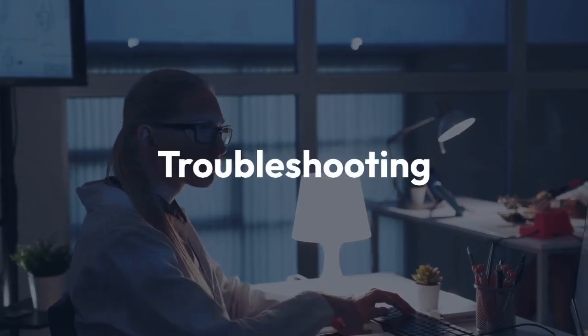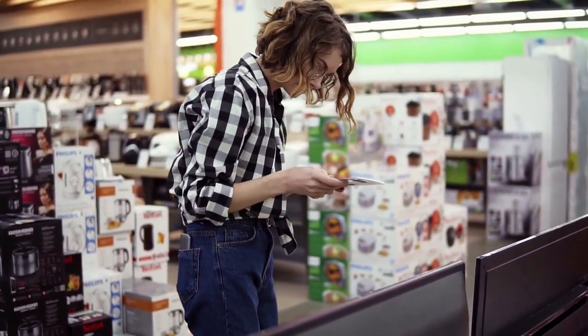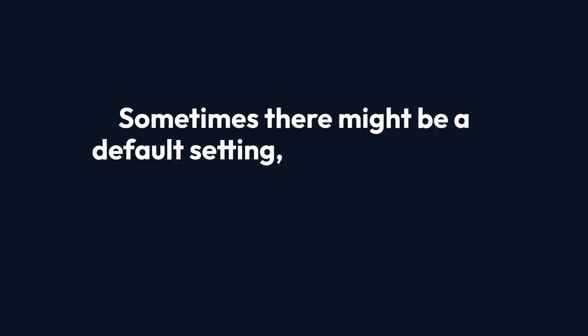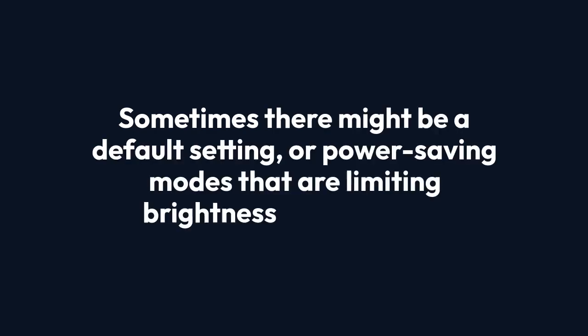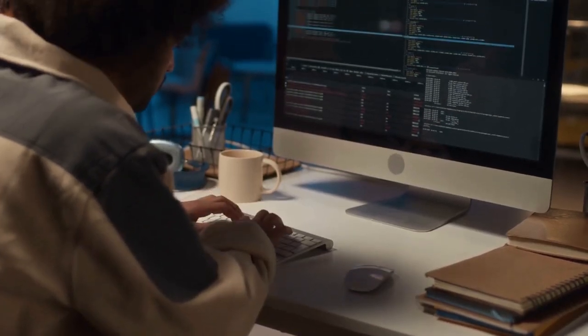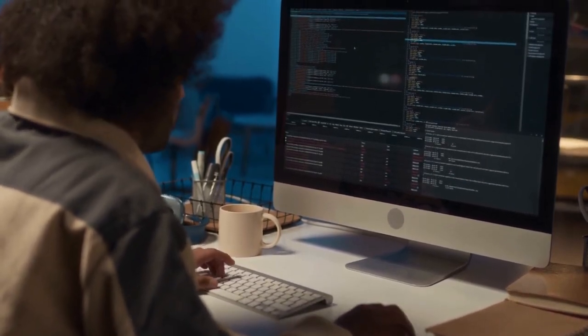8. Troubleshooting. If you're having trouble adjusting the brightness, check your monitor's user manual for specific instructions. Sometimes there might be a default setting or power-saving modes that are limiting brightness adjustments. Ensure your monitor is properly connected to your computer. A loose connection can cause display issues, including incorrect brightness levels.